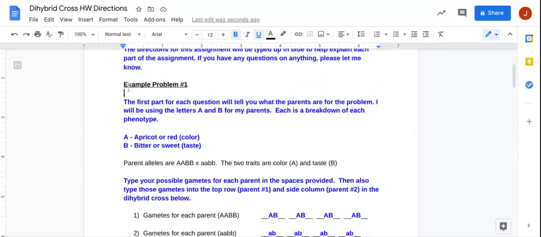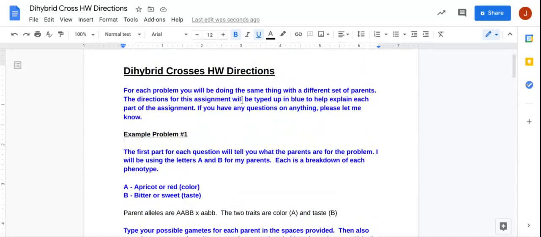So for each problem, you'll be doing the same thing with a different set of parents. The directions for this assignment are typed in blue, and will help you explain each part of the assignment. If you have any questions, of course, let me know.